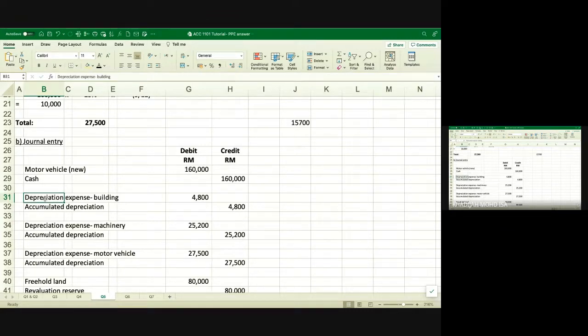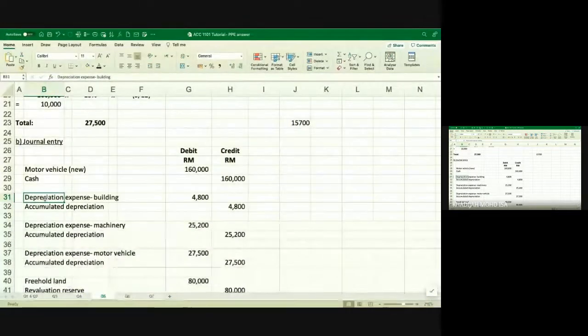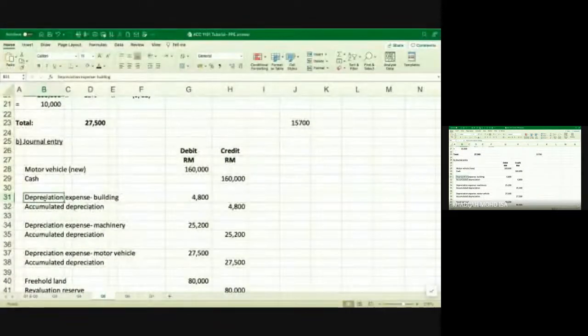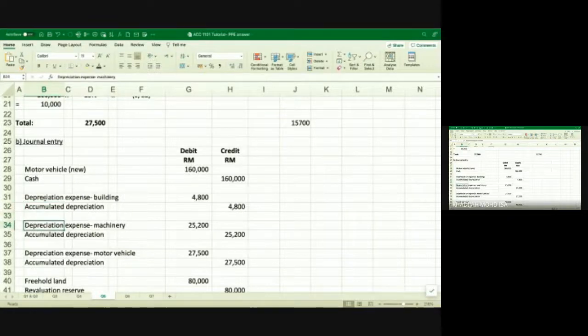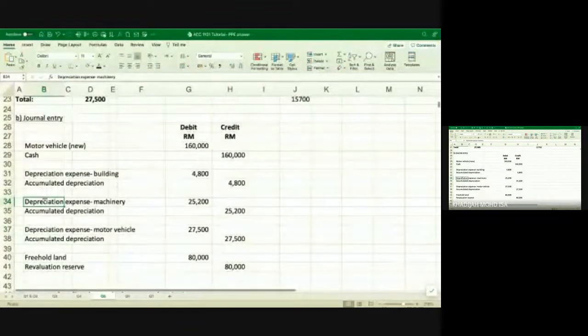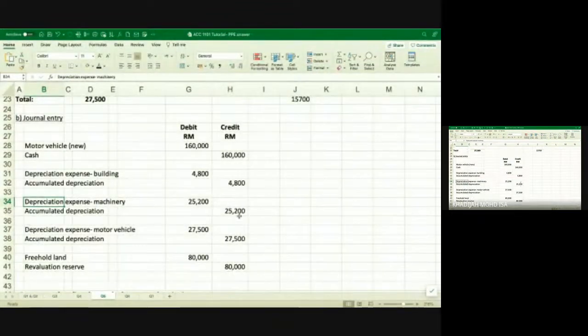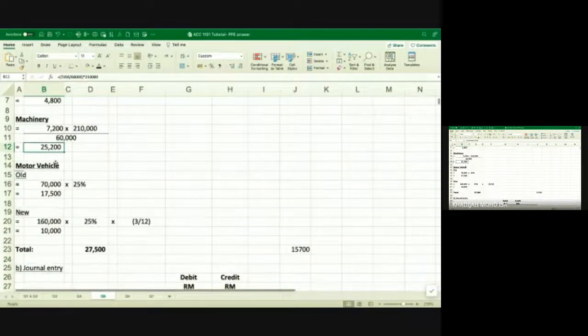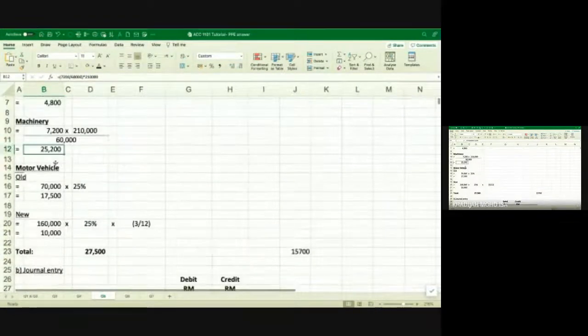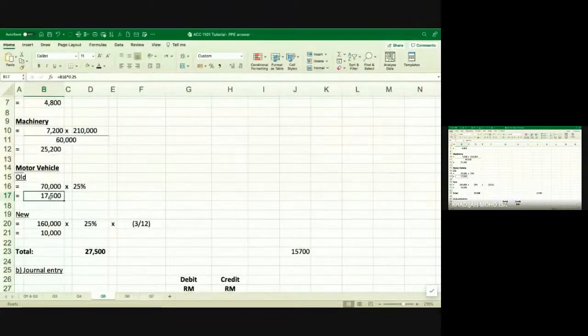For example, depreciation for your building 4,800, and then you credit your accumulated depreciation for your building. Debit your depreciation expense for your machine, credit your accumulated depreciation for your machine as well, 25,200. How you get that figure is from what you computed. And then you have that 17,500, they put together the motor vehicle old and new under one motor vehicle.